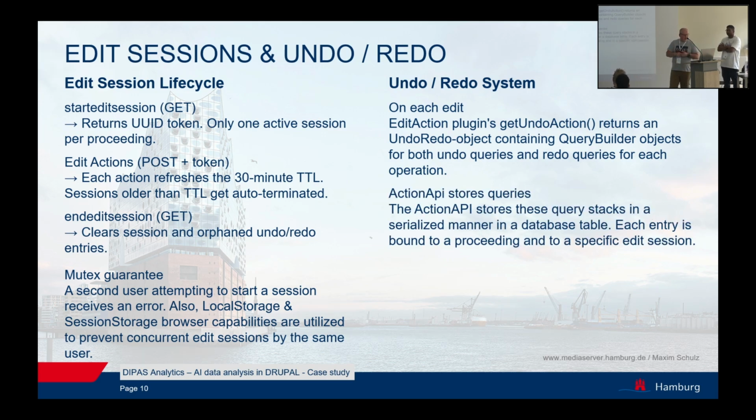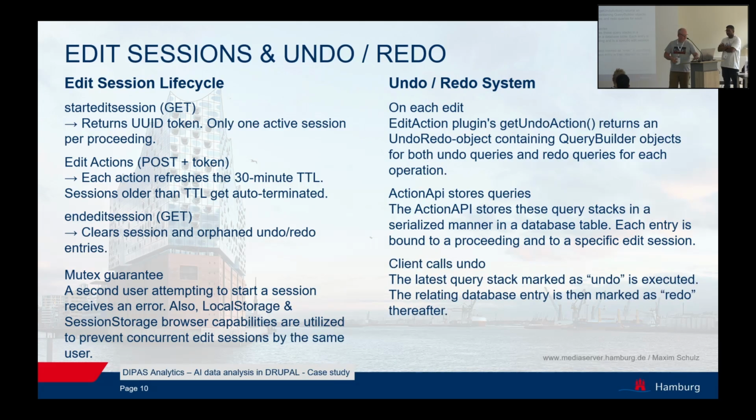The Action API stores that in the database, and of course, each of those query stacks is bound to a specific edit session and to a specific user and proceeding. If the client calls undo, you just take the last undo action. You take out the query stack for undoing, you execute the query stacks for undoing, and then you mark the action in the database as redo. So if it calls redo, you can take the other query stack you have also provided and just redo all the queries.